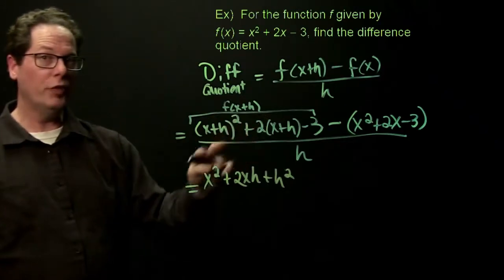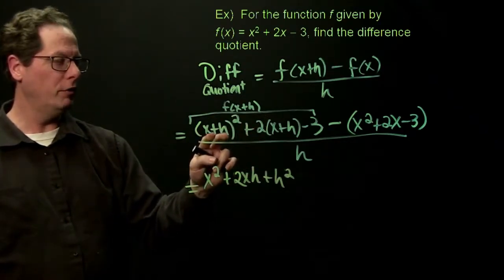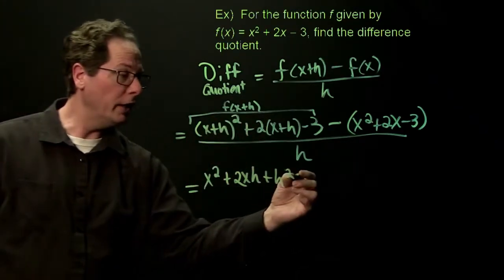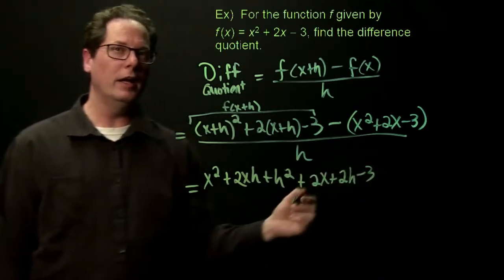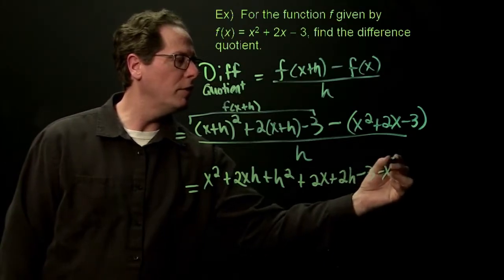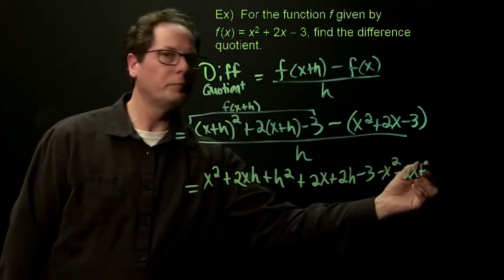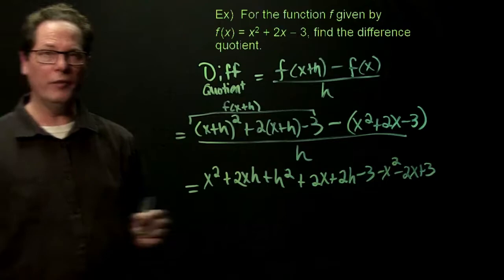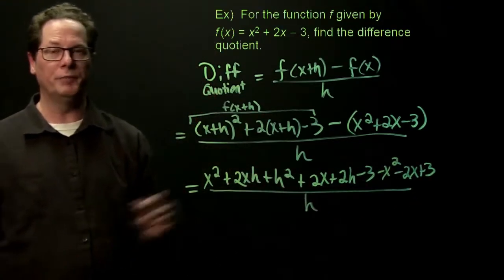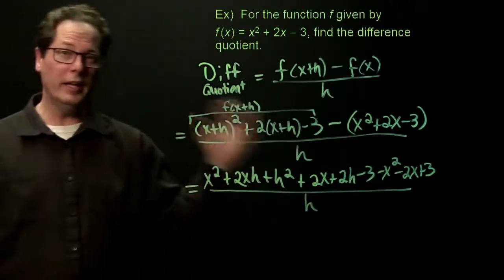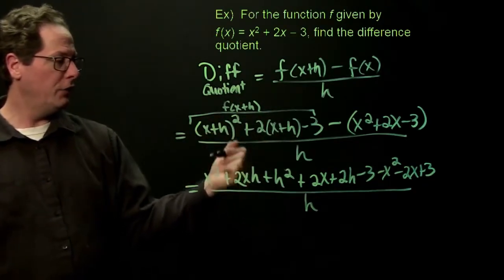Now, we're going to distribute our 2 through the parentheses. And so you get 2x plus 2h. We subtract 3. Now we also distribute the negative. The negative hits the x squared, negative 2x, and positive 3. All that is going to be divided by h. We've got to collect like terms, and what we're expecting to see is an expression that just has h's in it, but we'll see that here in just a second.